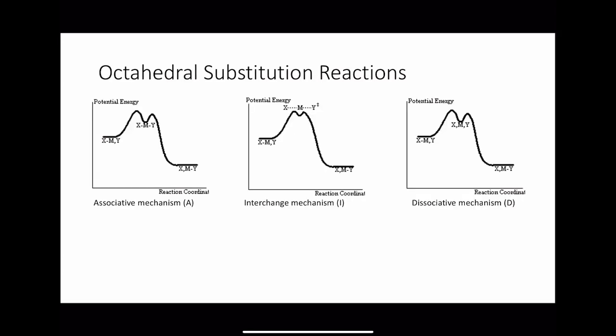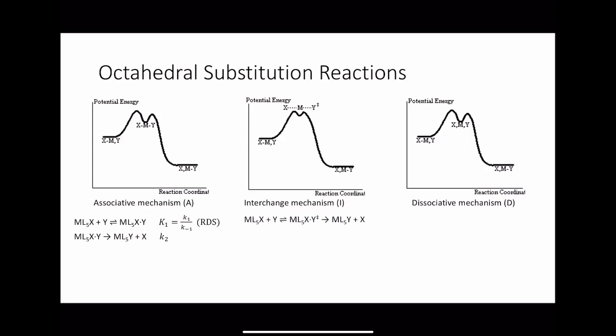To look at the different types of mechanisms associated with our octahedral substitution reactions, we can look at these coordinate diagrams and evaluate three different mechanisms. We have the associative mechanism, in which an entering group comes in and forms an intermediate in which both the entering group and leaving group are connected. We then have a second activation energy for the leaving group to leave the metal complex.